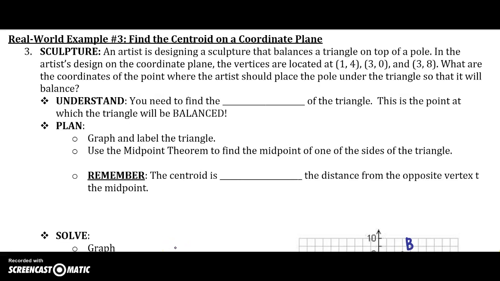We're going to find the centroid in a coordinate plane. An artist is designing a sculpture that balances a triangle on top of a pole. In the artist's design on the coordinate plane, the vertices are located at (1, 4), (3, 0), and (3, 8). What are the coordinates of the point where the artist should place the pole under the triangle so it is balanced? This is interesting. We need to find the centroid of this triangle, because at this point the triangle is actually balanced, which I think is kind of cool.